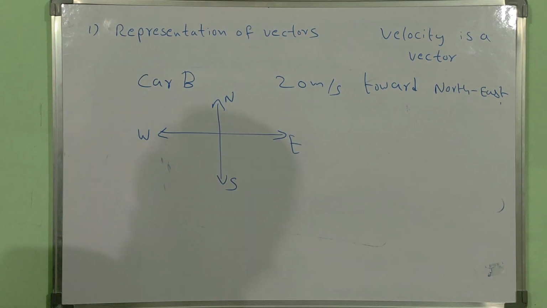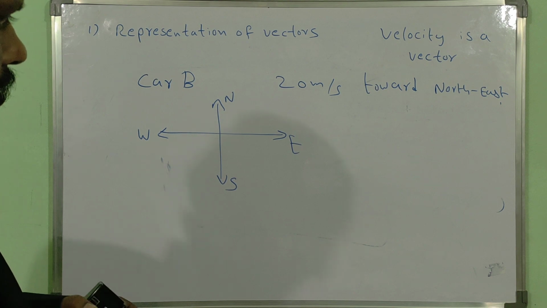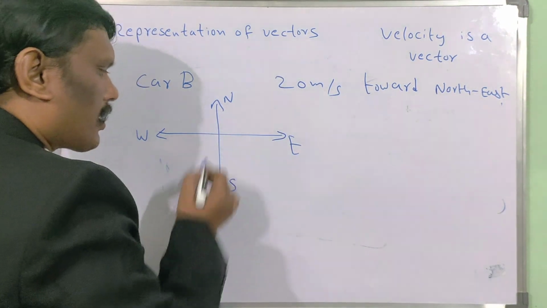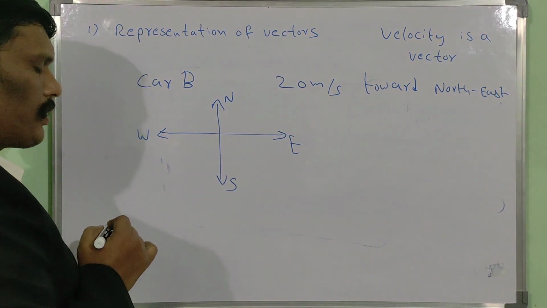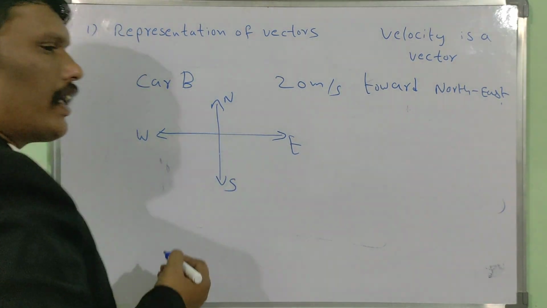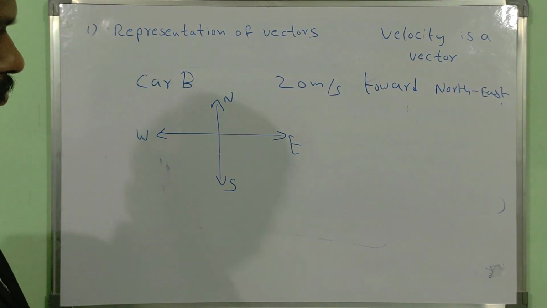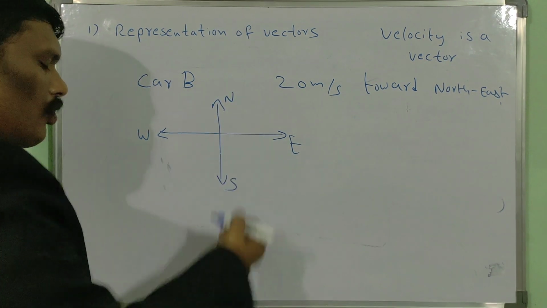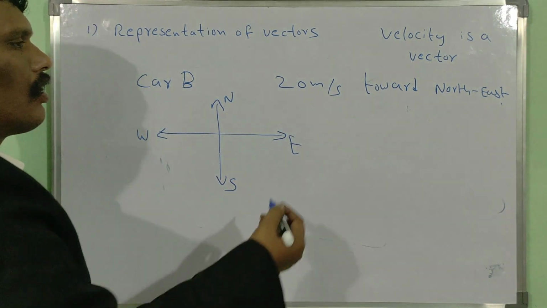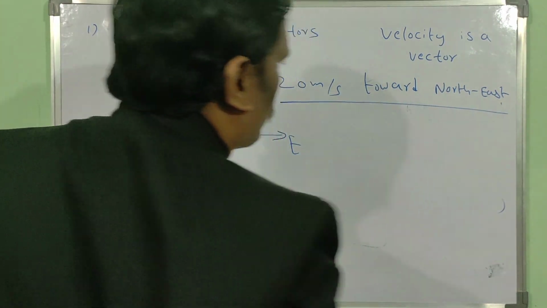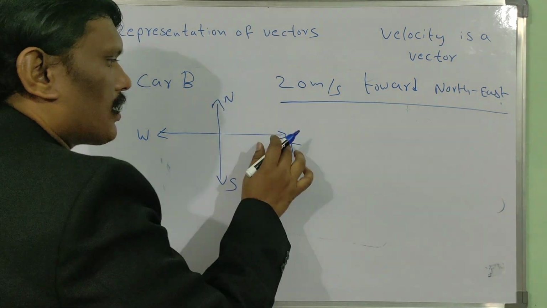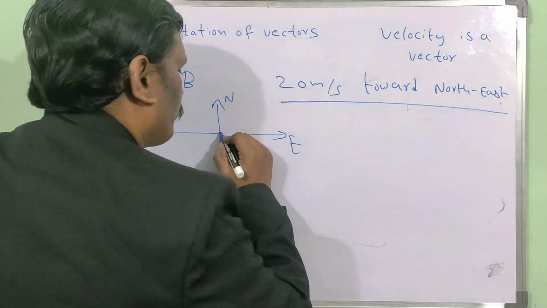Generally, we represent directions like this. It seems to be a Cartesian coordinate system. Positive x-axis represents east direction, negative x-axis represents west direction, positive y-axis represents north direction, negative y-axis represents south direction, from the origin. Suppose, how to write 20 meters per second towards northeast? We know that this is the northeast.